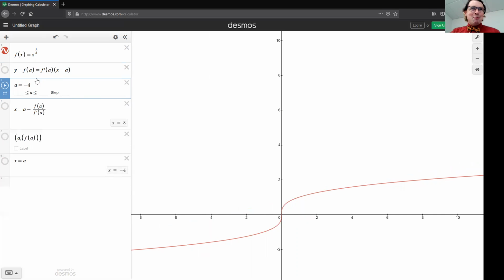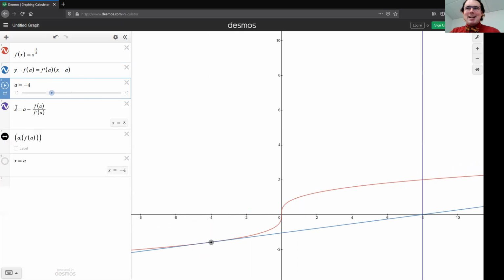My guesses are getting worse every single time. Where's the point? There it is. Where's the tangent line? There it is. What's my next guess? X equals 8. These guesses are getting worse. I was promised guesses that would get better. What's the deal?